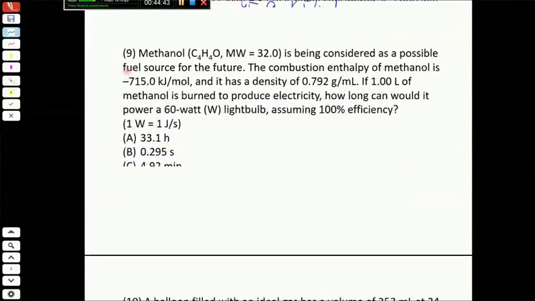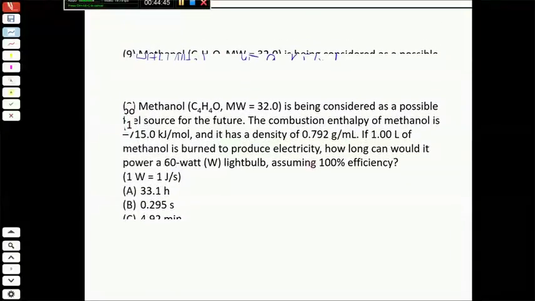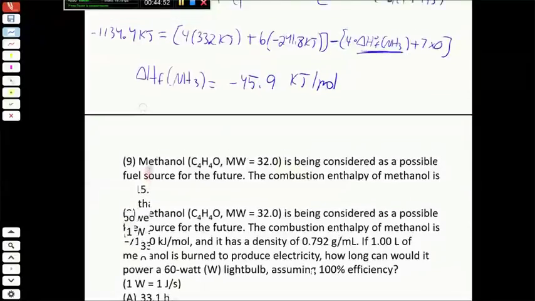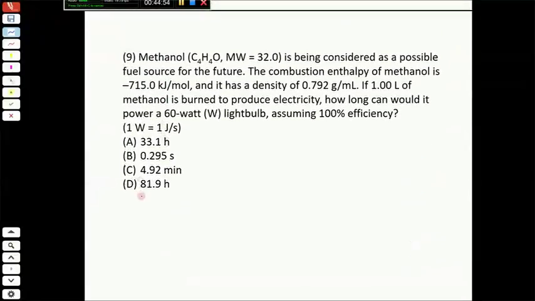All right, the next question here is kind of a fun one. Give a second for my tablet to reorient itself. There we go. All right, so methanol is being considered as a possible fuel source for the future. So really what this problem is, as you'll see, is just a whole bunch of conversions. It sounds like it's a complicated problem of some sort, but really it's just unit conversions.